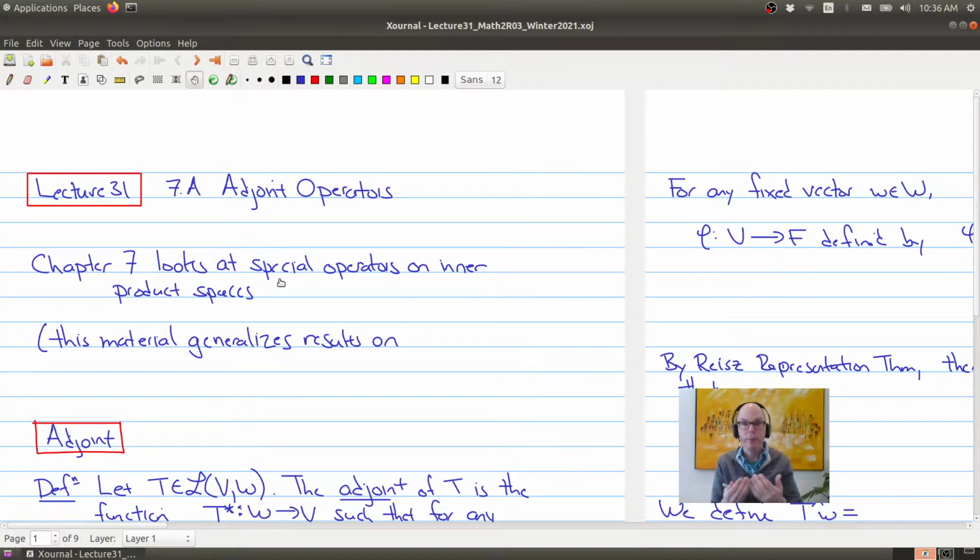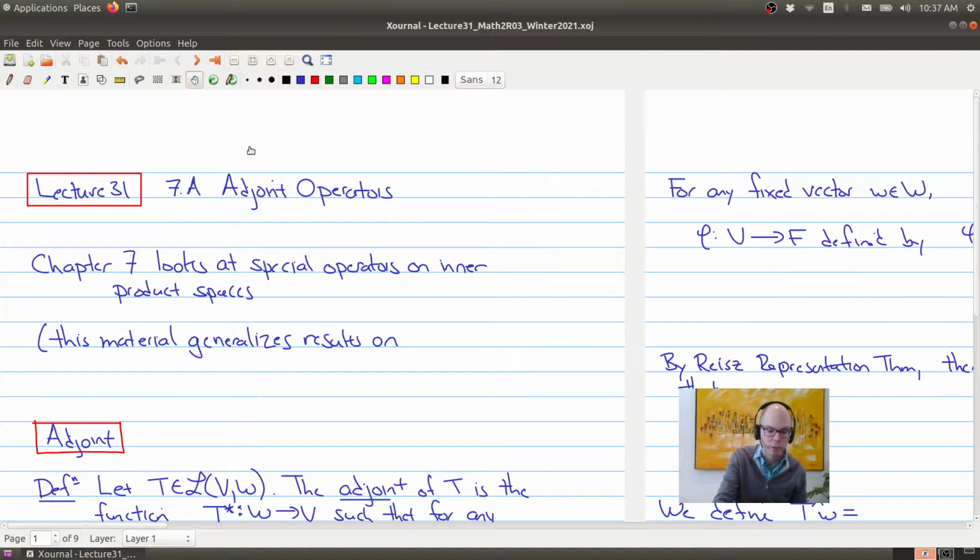spaces. So in the last chapter, we introduced inner product spaces and we learned some of their properties. And now what we want to do is look at operators on these spaces. So remember, an operator is just any linear map from that vector space to itself. So we have now vector spaces that have inner products, and now we're looking at linear operators on those spaces, and then we're going to actually put more conditions on those operators.